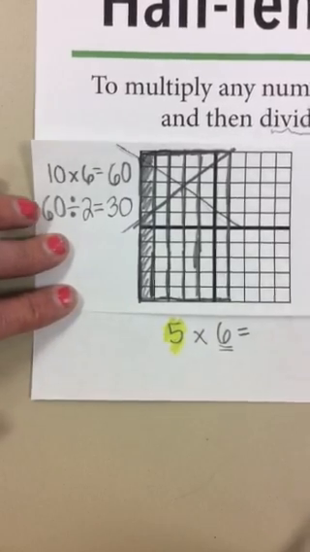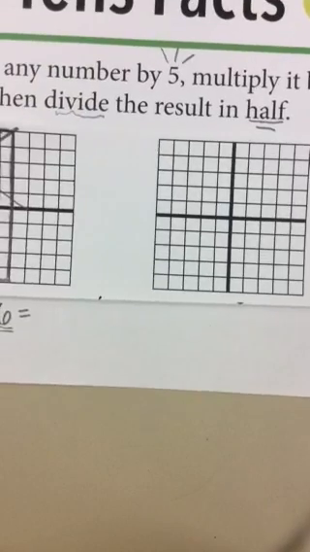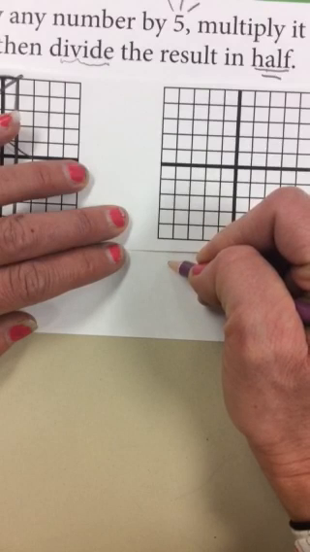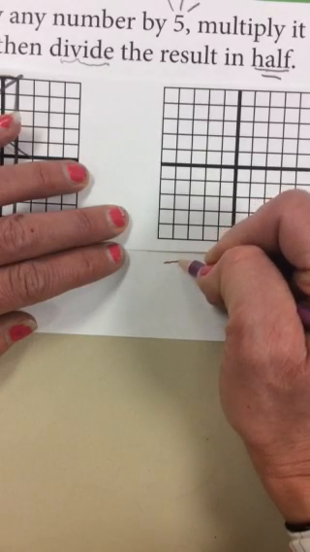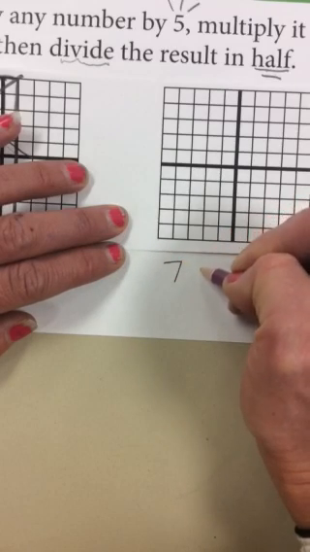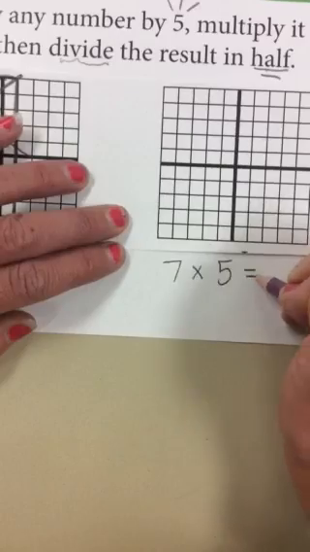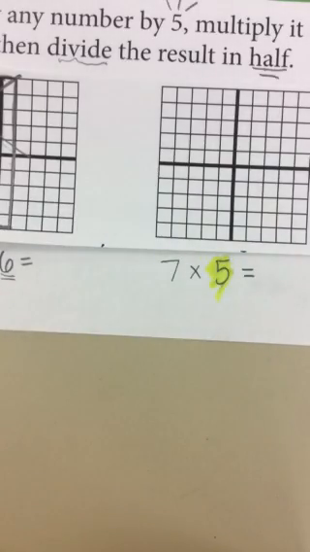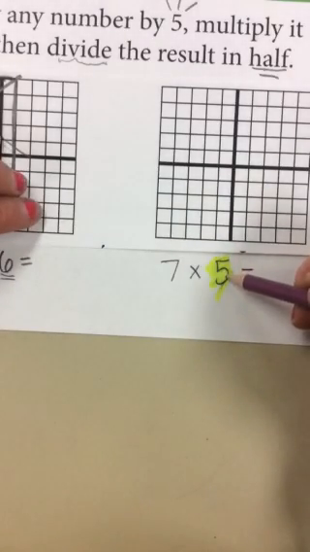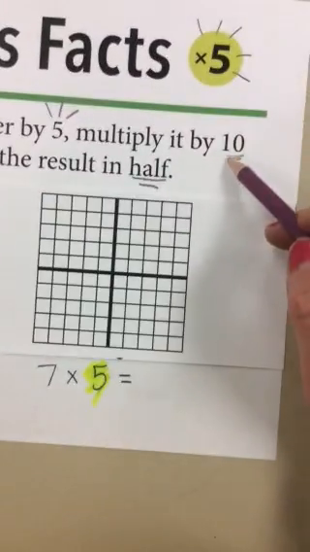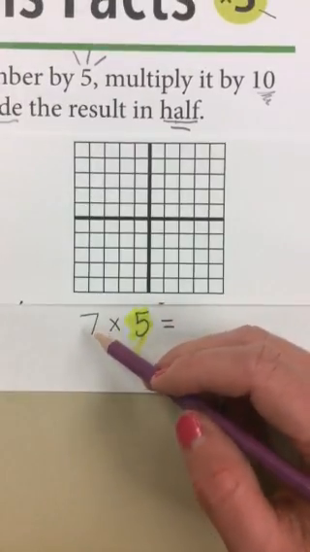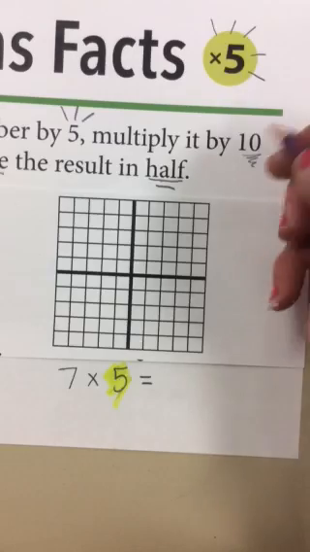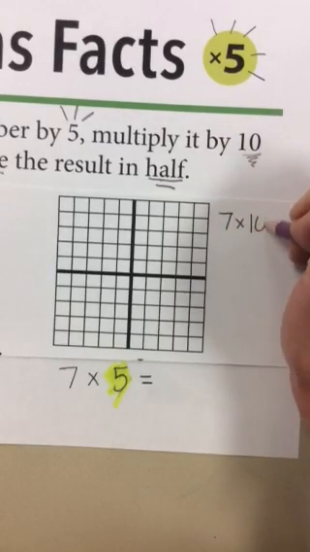Awesome. Okay, let's go ahead and try one more. So let's say we have 7 times 5. And we're trying to get that product. We see the factor of 5. Cha-ching! Using this strategy, what are we going to do with that 5 factor? We're going to bump it up to 10. So we're going to say instead of 7 times 5, we're going to think of it as 7 times 10.